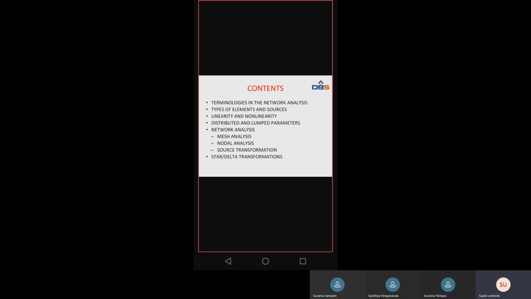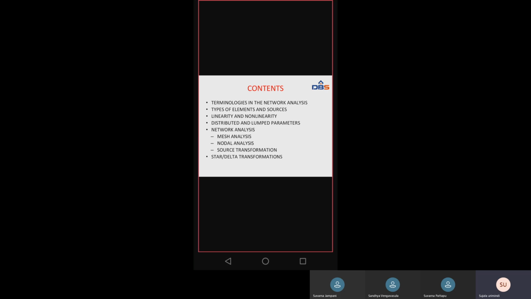And coming to linearity and non-linearity of elements, depending upon the networks, there is a classification of network elements. Under the classification of network elements, we know there are time variant and invariant elements, lumped and distributed elements, and unilateral and bilateral elements.